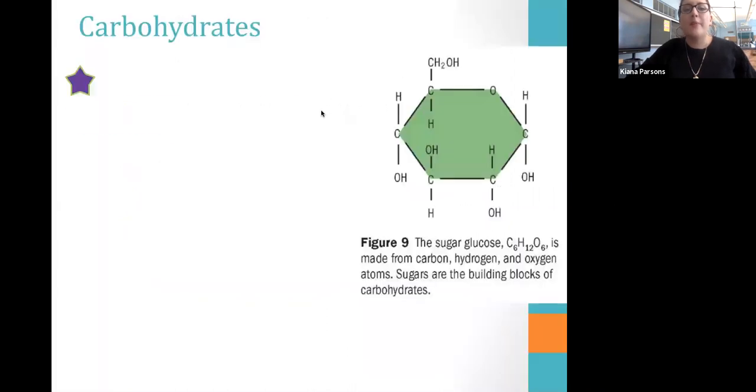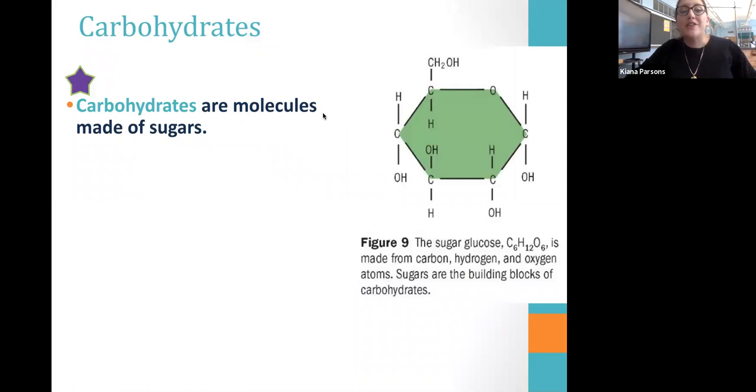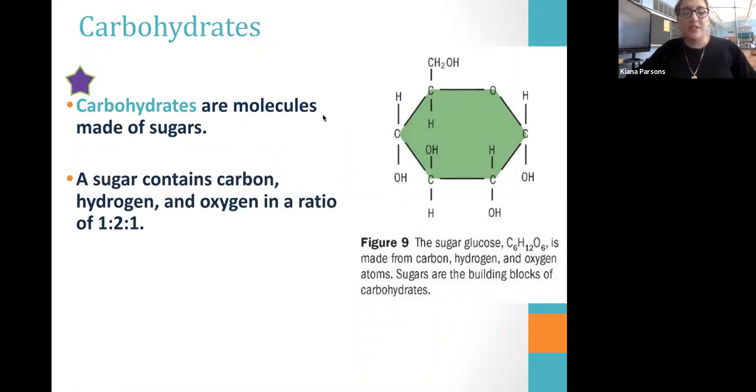So first, let's talk about carbohydrates. Carbohydrates are molecules made of sugars. A sugar contains carbon, hydrogen, and oxygen in a ratio of 1:1. And you guys might remember that formula for glucose, C6H12O6, and it meets that same ratio: 6 carbon atoms, 12 hydrogen atoms, and 6 oxygen atoms make up that larger molecule of glucose.